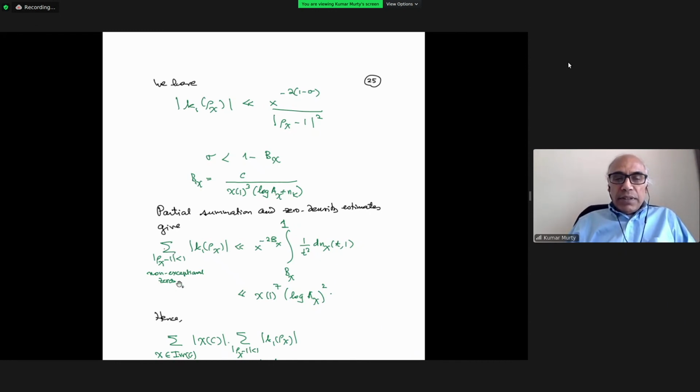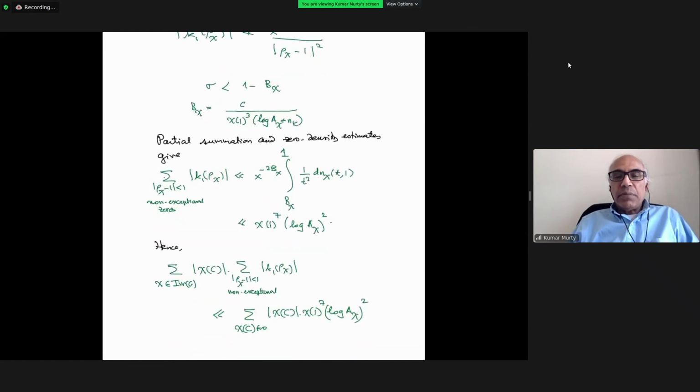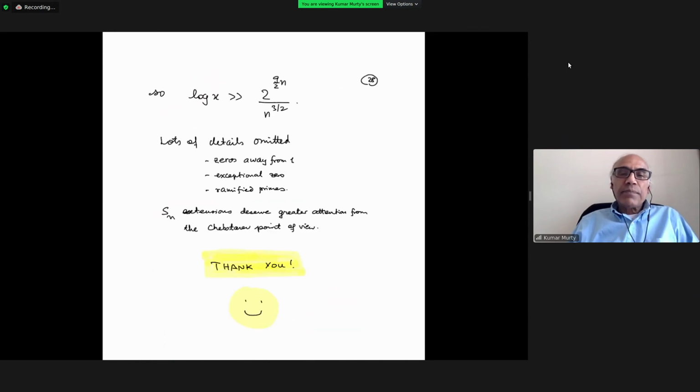Also, the issue of this exceptional zero when it occurs is that we know that for certain classes of groups, yes, there can be an exceptional zero, but if you look at them in some kind of family, they don't propagate so easily. And so if you're looking at Chebotarev not for just one field, but some family of fields, then it's possible this problem, the exceptional zero, at least in the case of SN, might simply disappear, which is a very important thing if it happens. So I just leave you with this thought that SN extensions deserve greater attention from the Chebotarev point. Thank you for your attention.